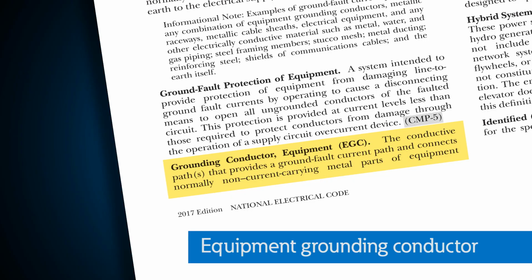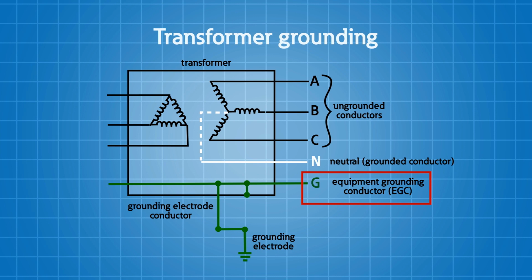Equipment grounding conductor. So we've used that term, let's define it. The equipment grounding conductor is the conductive path that is part of an effective ground fault current path and connects metal parts of the equipment to the system neutral or grounded phase conductor. And that's done back in one location.